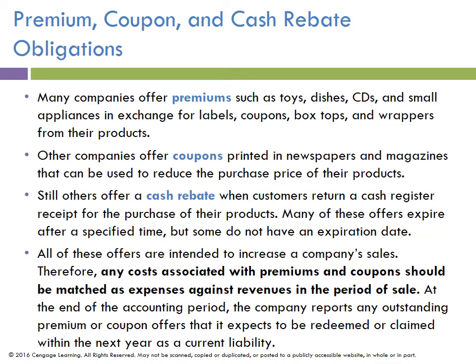The final area we're going to look at are premiums, coupons, and cash rebates. Many companies offer premiums such as toys or dishes or CDs in exchange for labels, coupons, box tops, and wrappers. Other companies offer coupons. Still others offer a cash rebate when a customer returns a cash register receipt for the purchase of their product. All of these offers are intended to increase a company's sales. Therefore, any cost associated with premiums and coupons should be matched as expenses with revenues in the period of the sale.